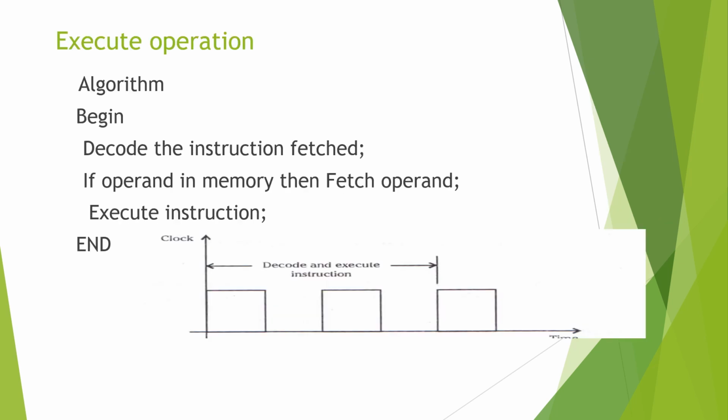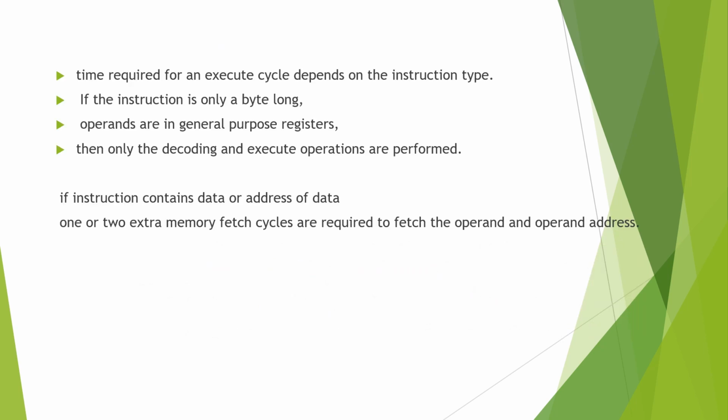The algorithm for the execute operation is: decode the instruction which has been fetched; if the operand is in memory, fetch the operand; then execute the instruction. The time required for an execute cycle depends on the instruction type. If the instruction is 1 byte and the operands are in general purpose registers, then only decoding and execute operations are performed. If the instruction contains data or the address of the data, then 1 or 2 extra memory fetch cycles are required to fetch the operand and even the operand address.